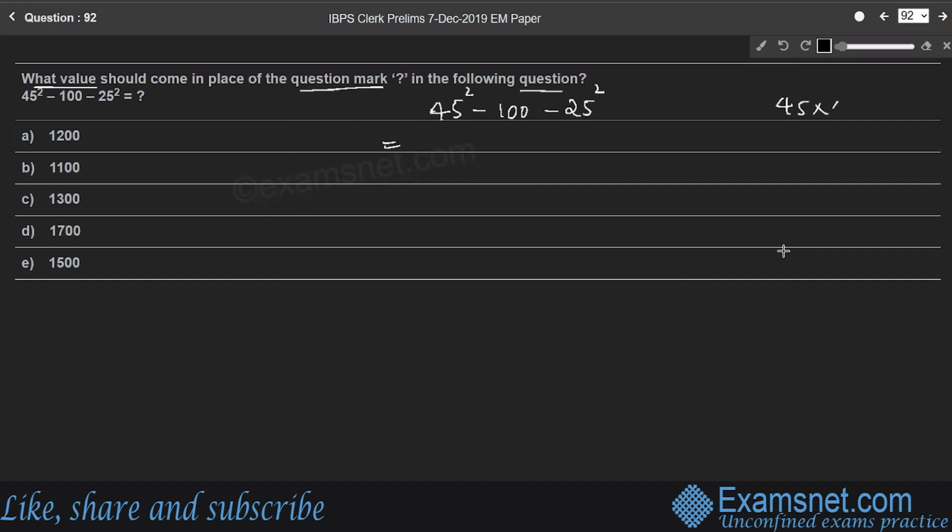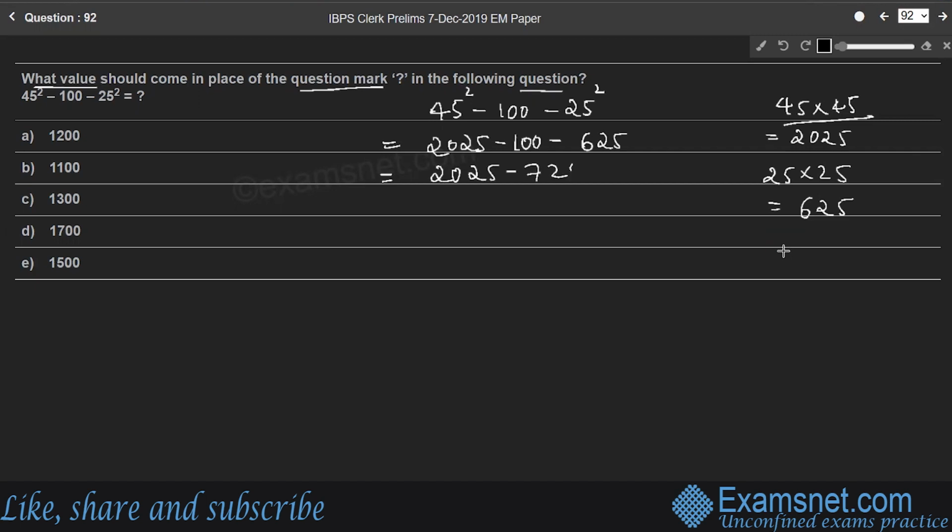So 45 into 45, it is 2025. You can verify the answer here. And 25 square, 25 into 25 is 625. Right? So substitute the values: 2025 minus 100 minus 625 is equal to, so here 2025 minus 725, which is 1300. Therefore, option C is the answer.